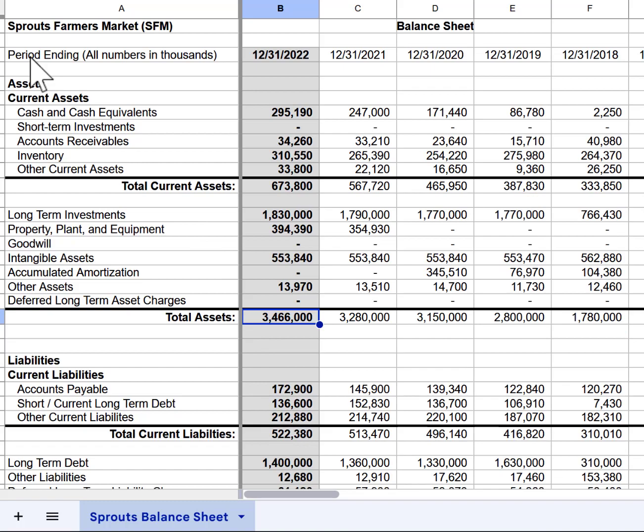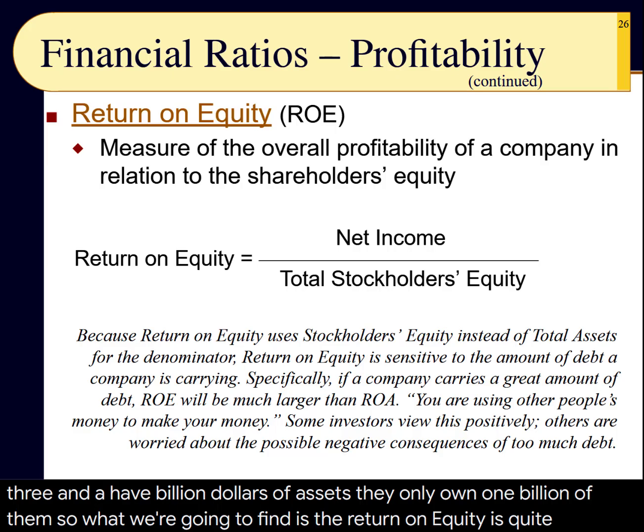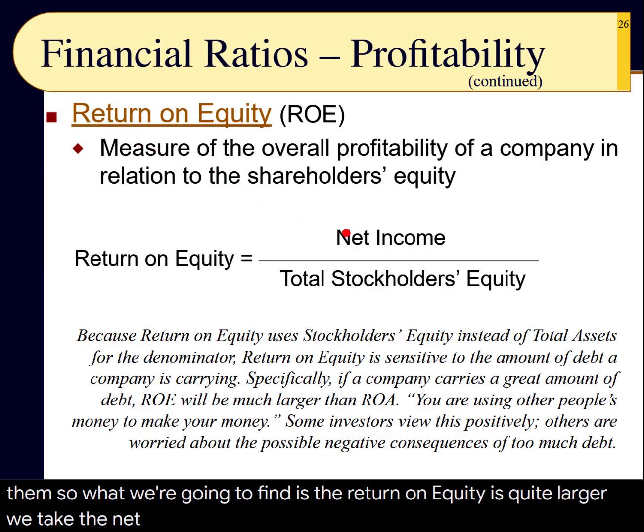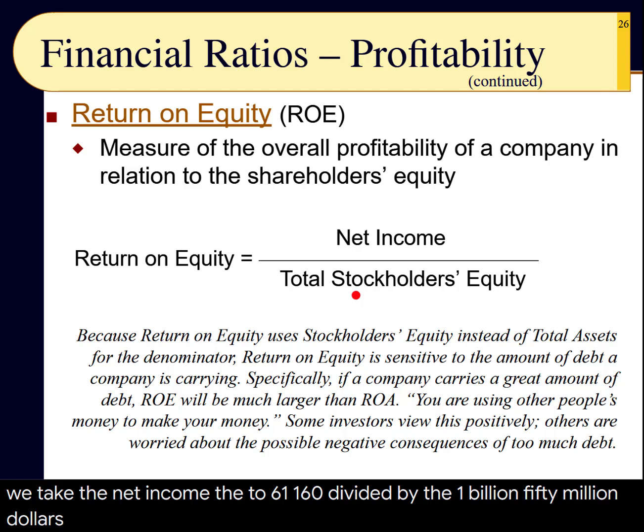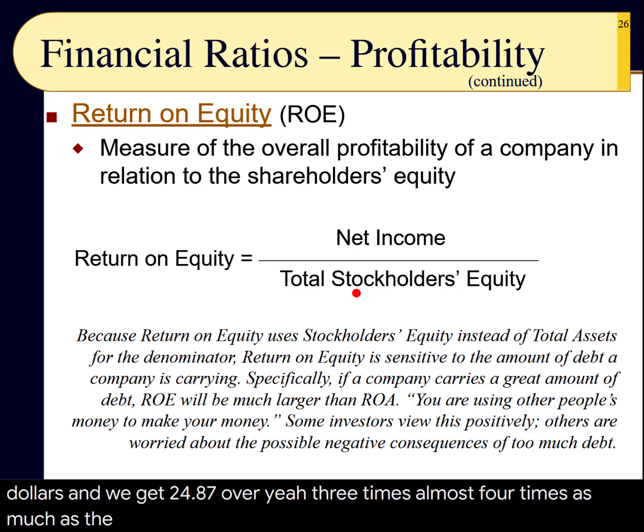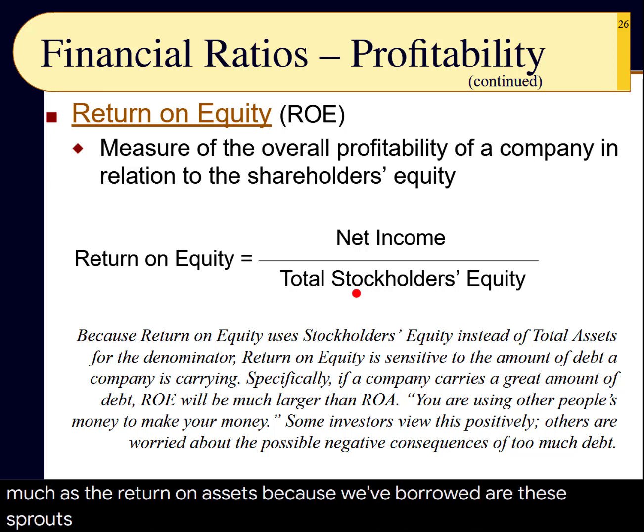So what we're going to find is the return on equity is quite a bit larger. We take the net income, that 261,160, divided by the $1.05 billion, and we get 24.87. Over 3 times, almost 4 times as much as the return on assets, because we've borrowed, or at least Sprouts Farmers Market has borrowed a whole lot of money. So the return on equity looks very high.